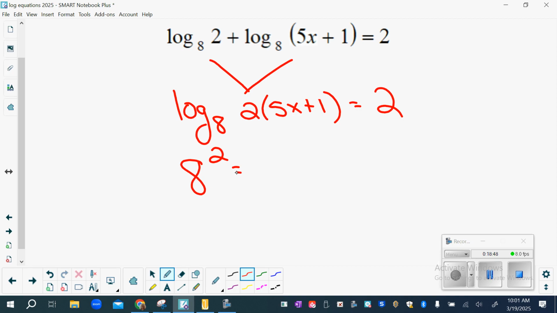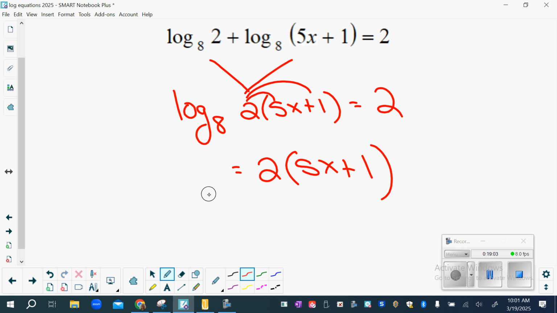And if you want, you can even go ahead and do this. I'm going to go ahead and go 2 times 5x plus 1. How does that look? Is it algebra 1? It is. I'm going to make this 64.